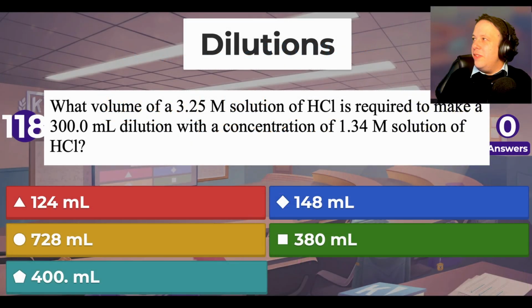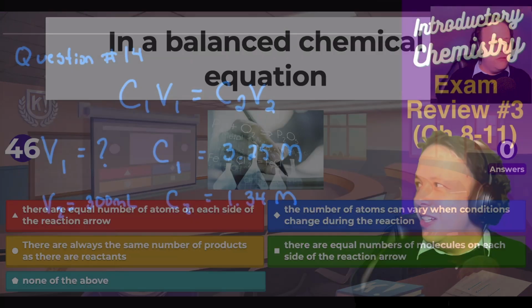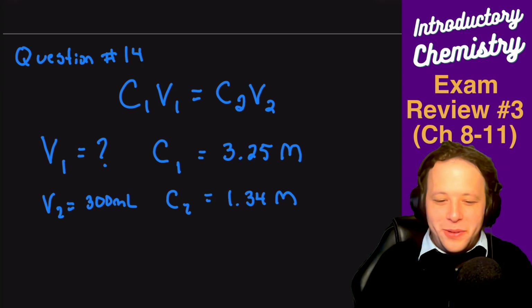All right, what volume of a 3.25 molar solution of HCl is required to make a 300 milliliter dilution with a concentration of 1.34 molar solution of HCl? So how would we make a dilution? All right. With this one, we have the following problem.